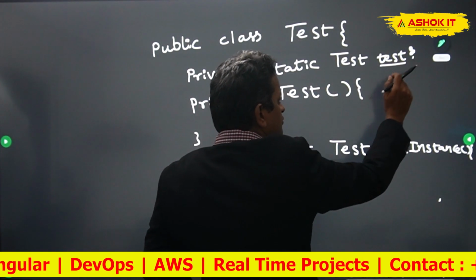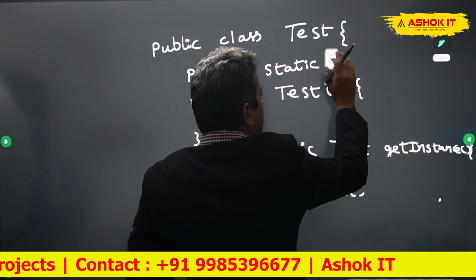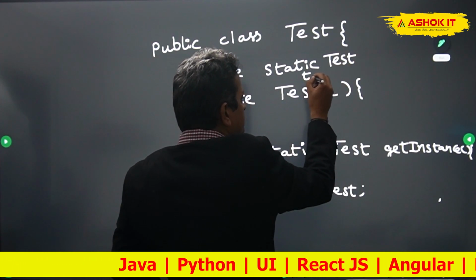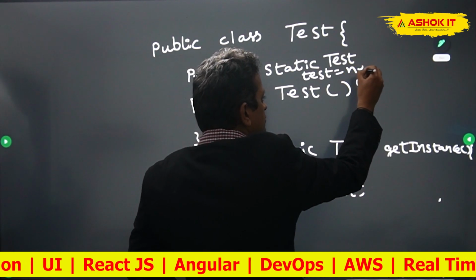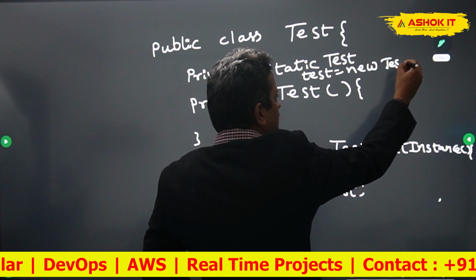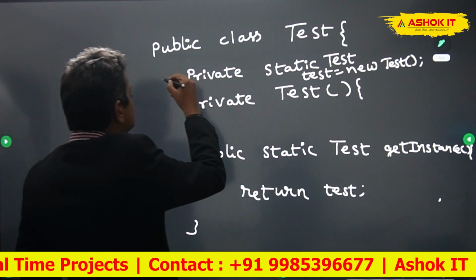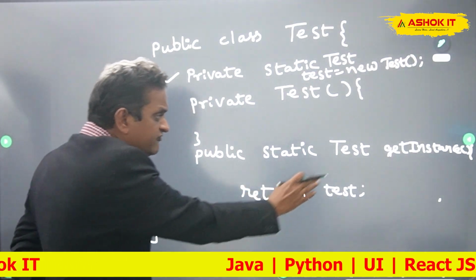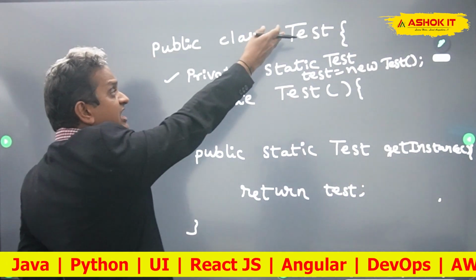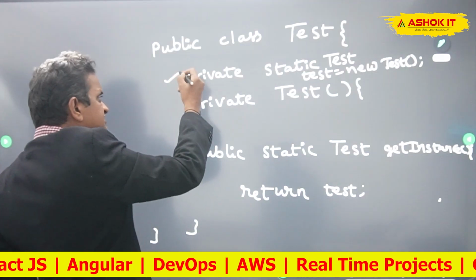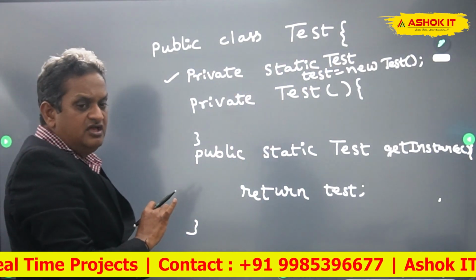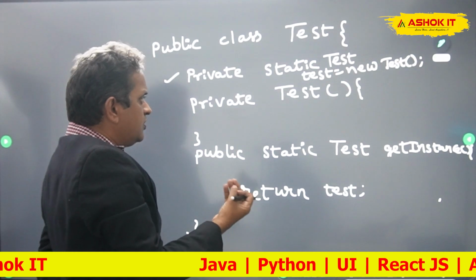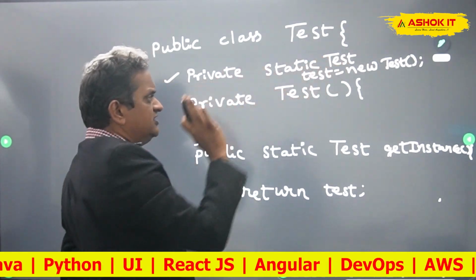So test is equal to new test. I create the object here. That's all. Now tell me, this is known as what? Eager instantiation. Means before somebody wants it, at the time of class loading only, this line is executed and the object is created. Always the class is loaded only once, therefore the object is created only once.